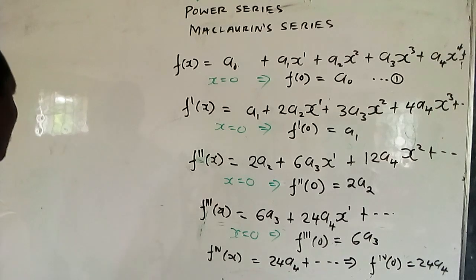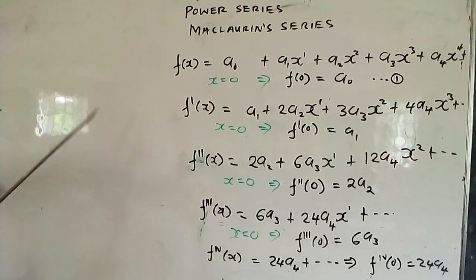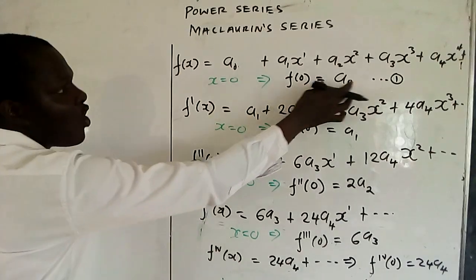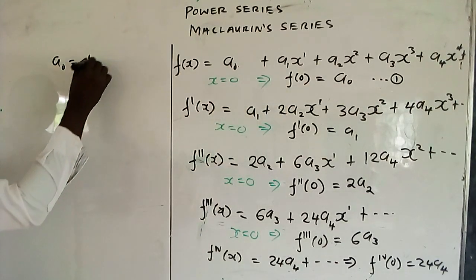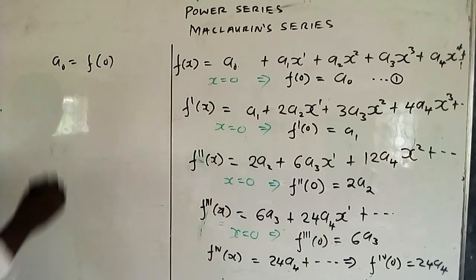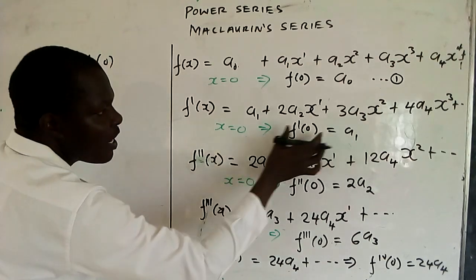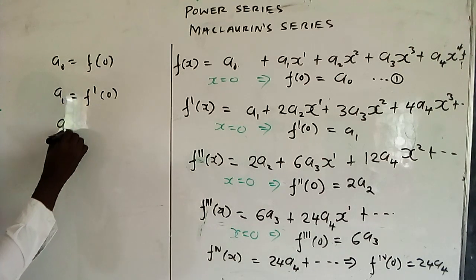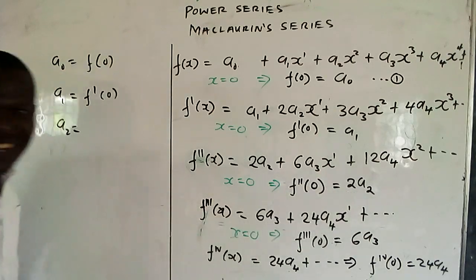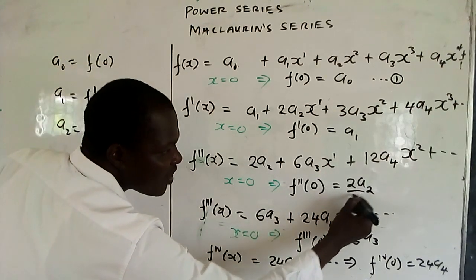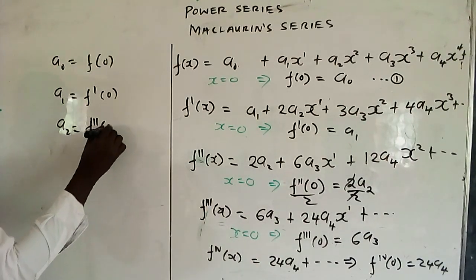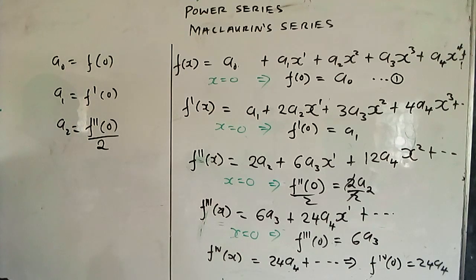Now look here. We now want to make those a's the subject of the formula. Now look here, the first a is a₀. What have you found to be a₀? You found a₀ to be f of 0, isn't it? Then what have you found to be a₁? You found a₁ to be f prime of 0. Then a₂. What have you found to be a₂? Meaning you divide both sides of the equation by 2. So if you divide both sides of this by 2, you get a₂ to be f double prime of 0 over 2. Are we together?